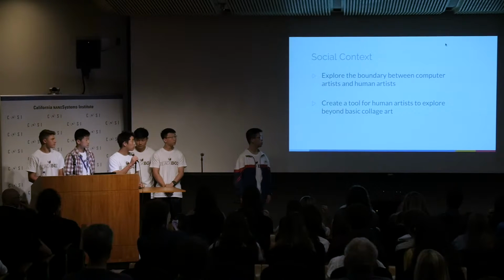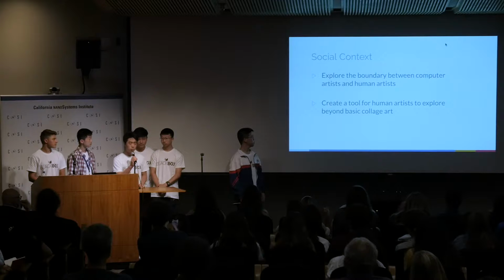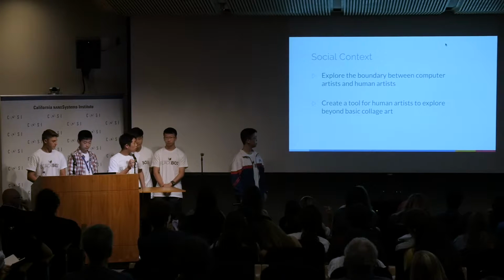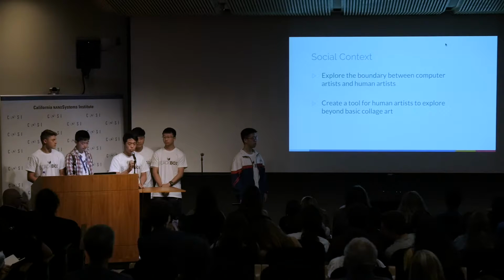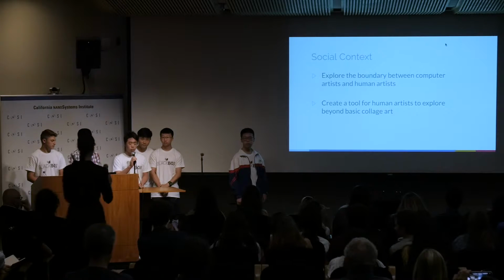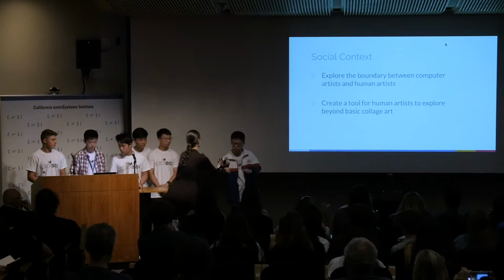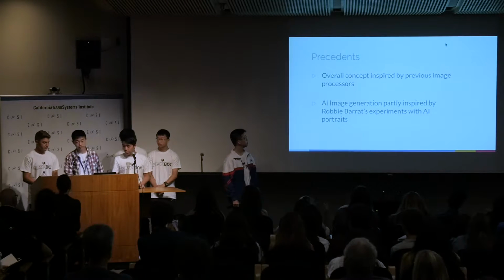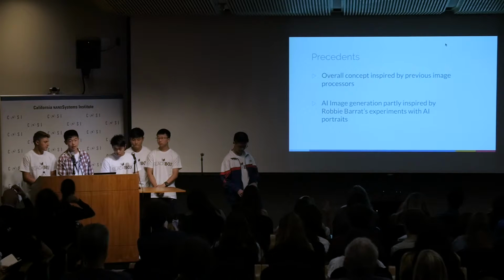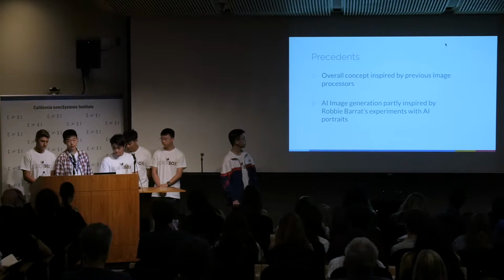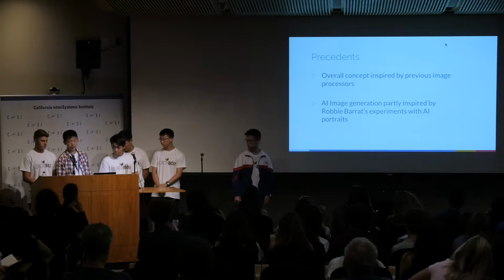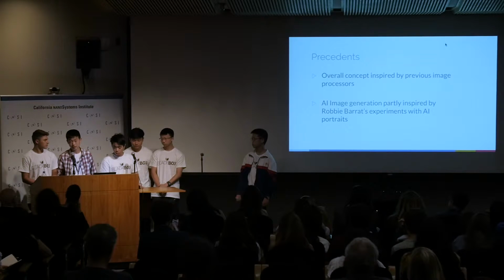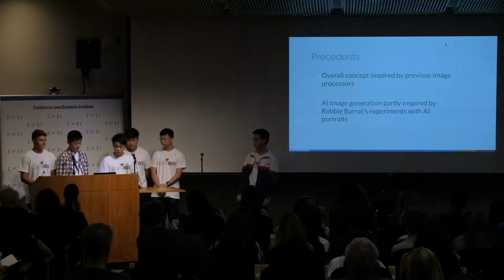Okay, for the social context part, we're going to explore the human artist and computer artist. And we created a tool for human artists to explore beyond the collage art. So our overall concept was inspired by previous image processors. For example, there was an app that took a picture and created a hand-drawn sketch. And then the AI generation part was partly inspired by Robbie Barrett's experimentation with AI portraits.